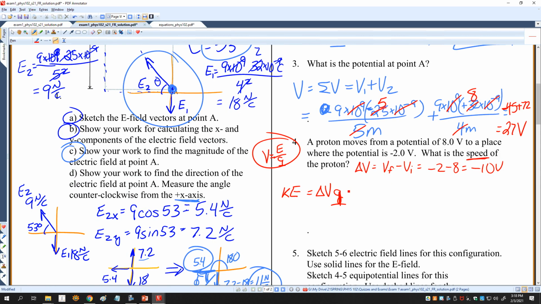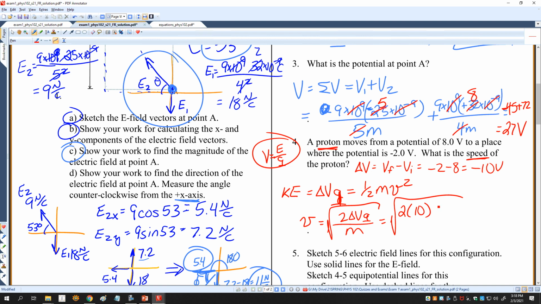So if kinetic energy is equal to that, it's going to be equal to 1/2 mv squared, where v is the speed. I'm looking for the v, so let's go ahead and solve that for v. That's going to be 2 delta V q over m, and then I take the square root of that. So that's going to be the square root of 2 times 10 times q.